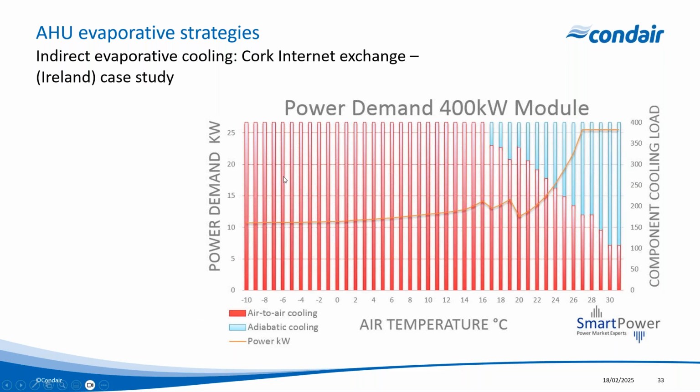But what we want to point out here is the actual power demand versus the actual cooling load. You can see that we're going from about 12 kilowatts all the way up to about 25 kilowatts of power. But at that max, when the evaporative cooling system's operated, we're drawing 25 kilowatts of power, but we're actually supplying close to 400 kilowatts of cooling. So a huge amount of cooling for a significantly low amount of energy input to the system.